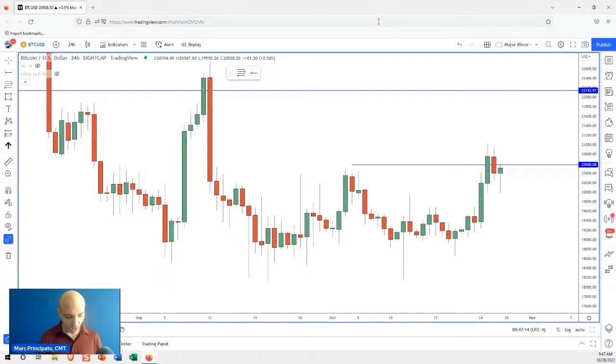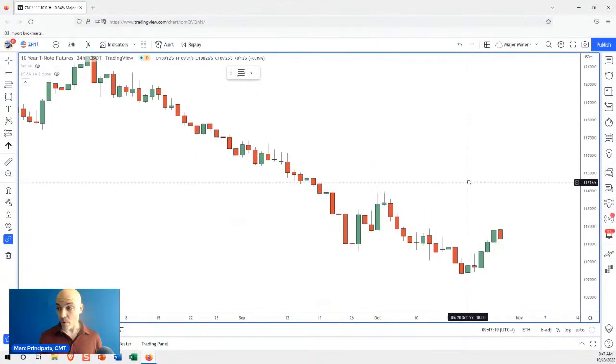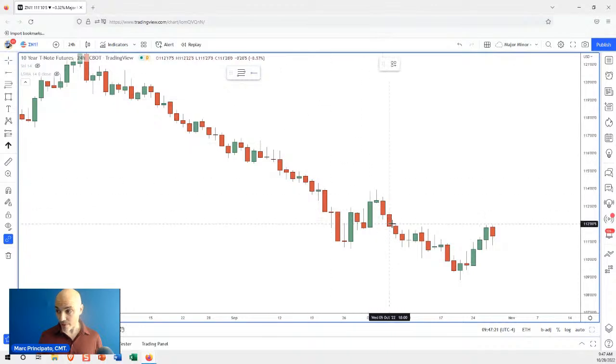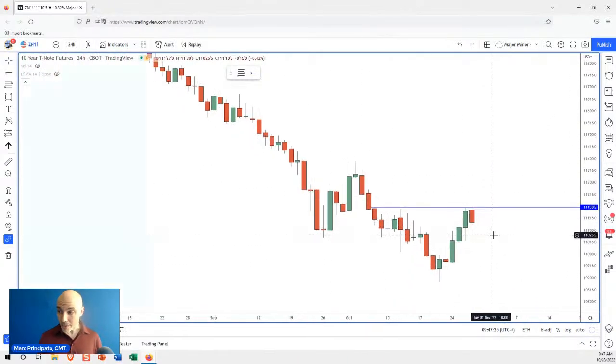Now we're going to jump over to the bond market. What's going on here in the bond market? Let's take a look. The bond market, interestingly enough, is starting to turn a little red. But well, there's a rally though.